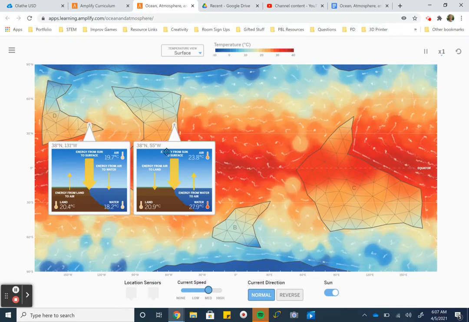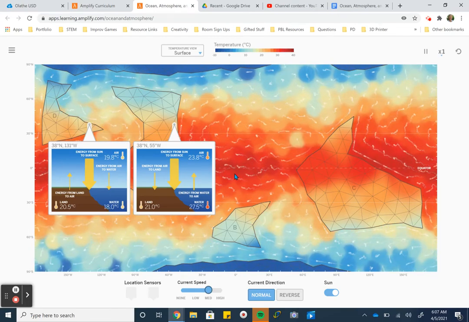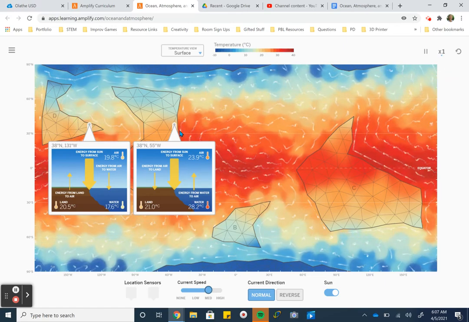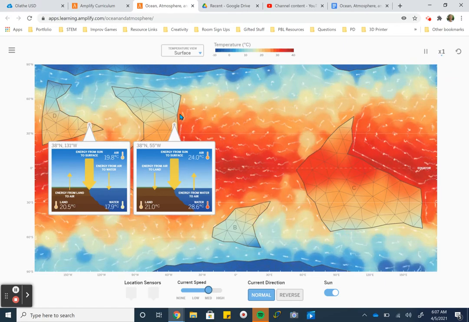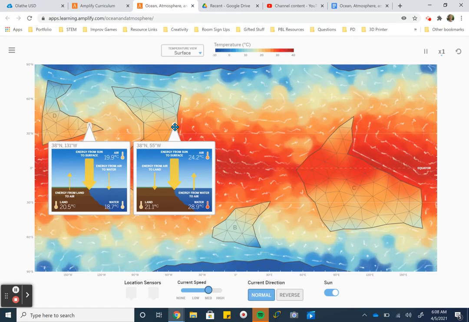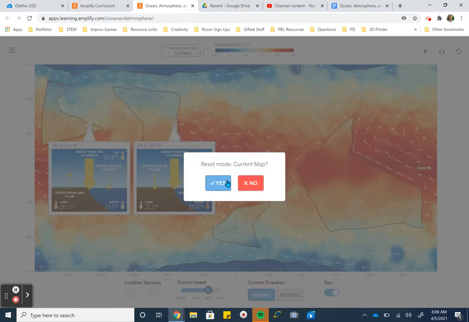For the second current, I can see that this current is really hot as it starts at the equator and is still pretty warm when it comes near that location. The land at both areas started at about the same temperature. We can reset it to find out what temperature it started at.